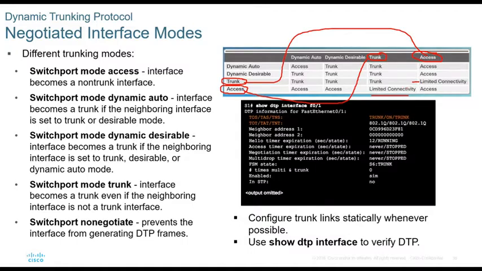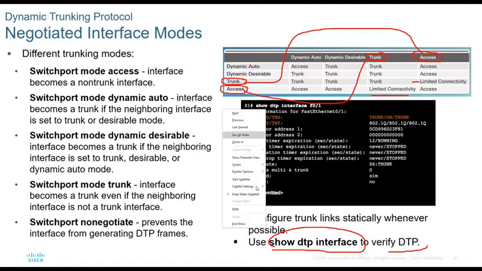Alright? So, here's one way for you to check the DTP interface. We have the command show dtp interface to verify the dynamic trunking protocol that is used for that particular line. Okay?